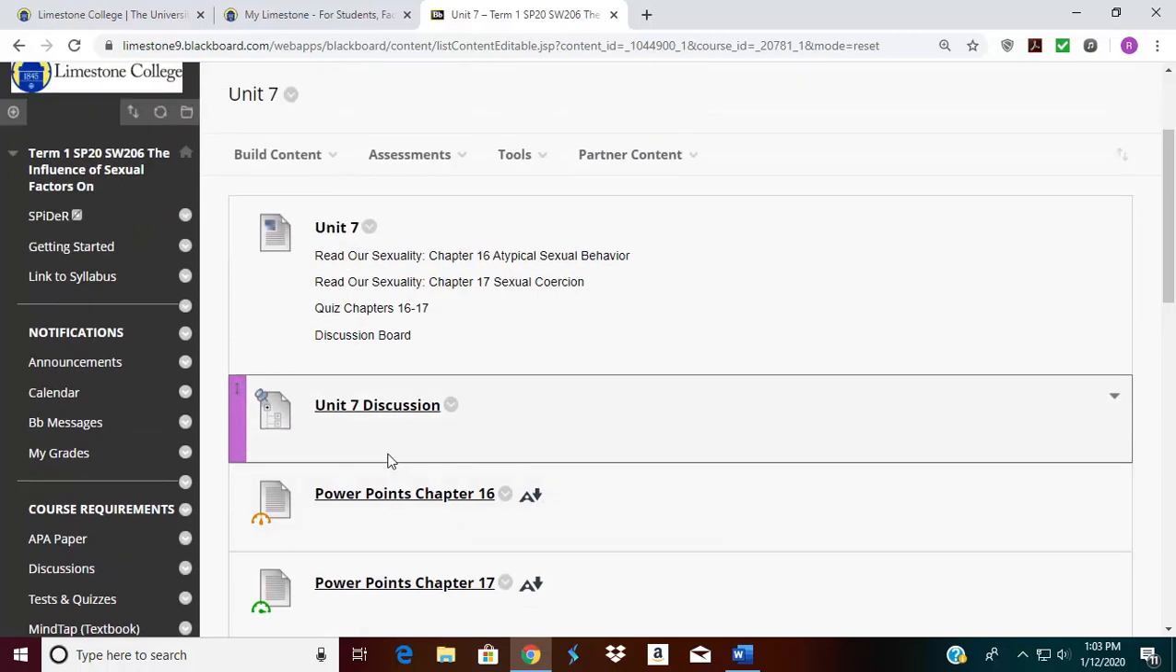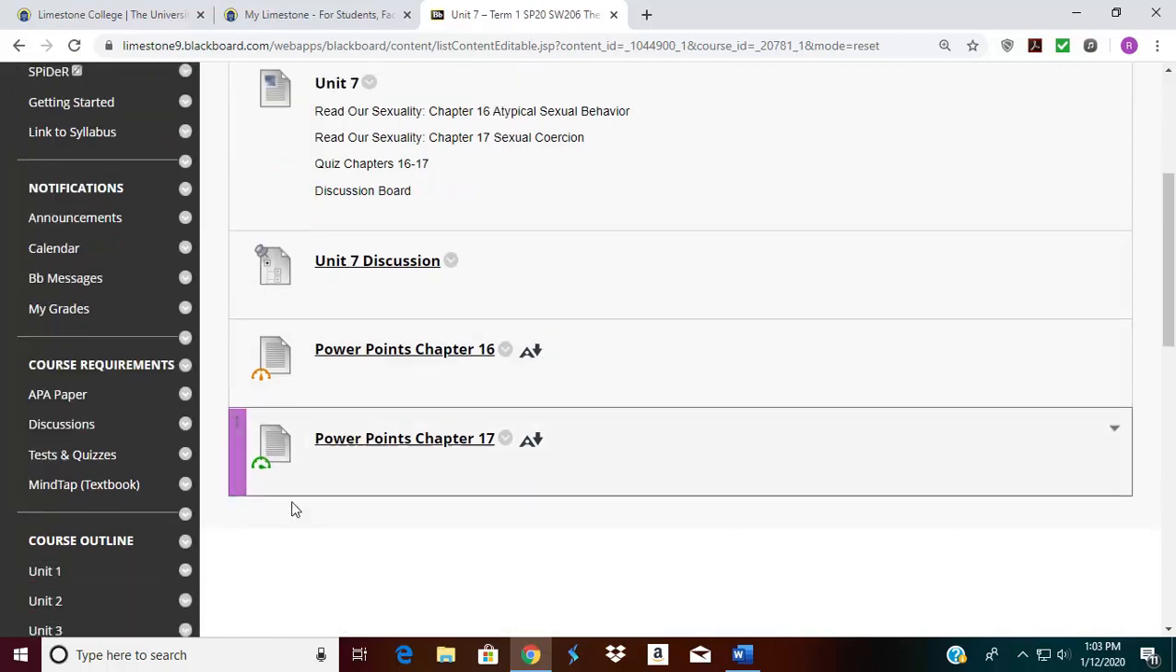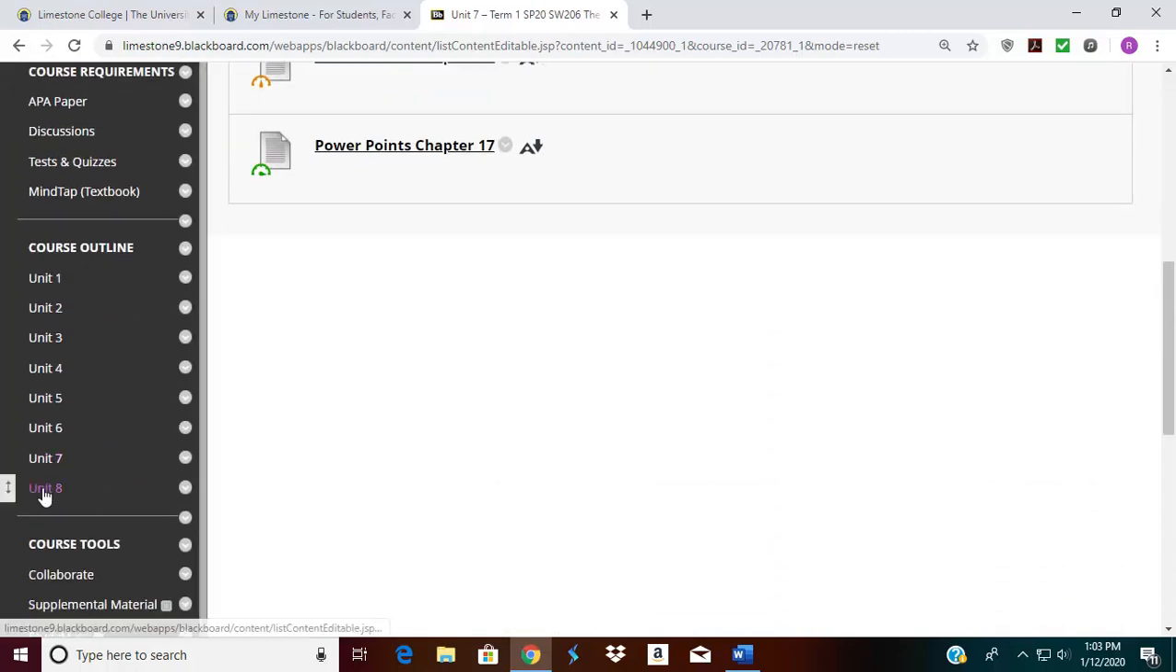Now, when you look at your course schedule, it's going to give you a date when your paper is due, and that paper is going to be submitted under APA paper. So just be mindful of that.